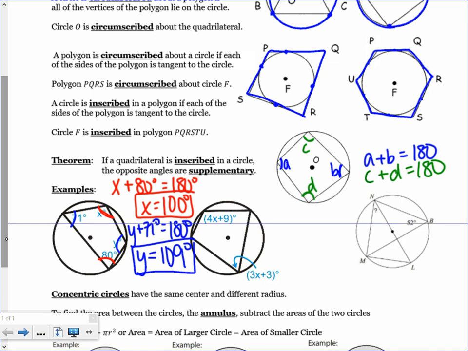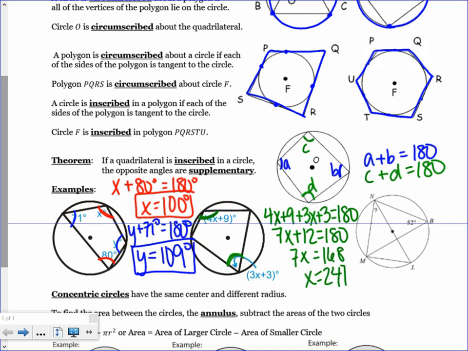They can set it up where you have to make an equation. So if you look here, you have this angle and this angle. They are opposites. So I can say 4x plus 9 plus 3x plus 3 equals 180. And that's our equation because we have opposite angles that are supplementary. So combine your like terms, 7x plus 12 equals 180. Subtract 12 to get that 7x is 168, and then divide by 7 to get x is 24. Okay, so that's how you can use this theorem.